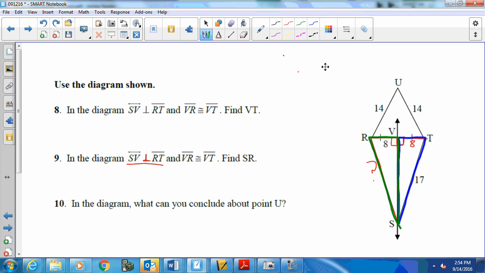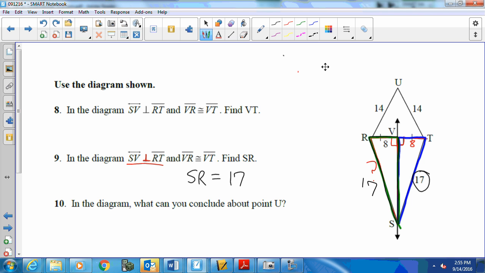All right, we're looking for SR. Now, again, we know that these two triangles are the same. They are congruent to one another, right? We can actually find SV, right? But we know that those triangles are congruent to one another, so really we don't need to deal with that. We know that if this side is 17, then this side over here must also be 17. So SR is equal to 17. All right, SR is 17.